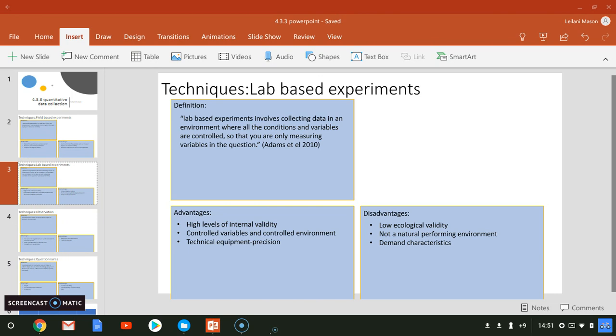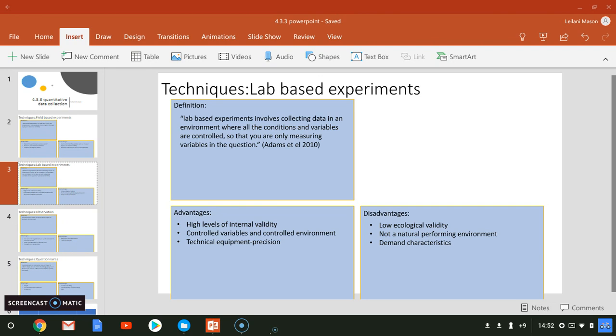The disadvantages of lab-based experiments is there's low ecological validity. This means that nerves and the environment around them, because it's different to what their natural setting is, could affect the results, because they might want to perform better, but also might find it harder to perform in these environments, because it's less of a real environment to them. So there's also links to not performing in their natural environment, because a gymnast won't be performing in a lab every day or very rarely.